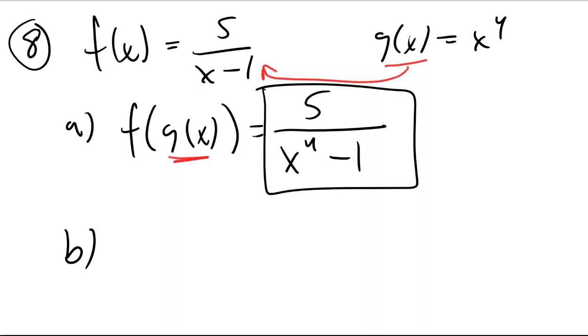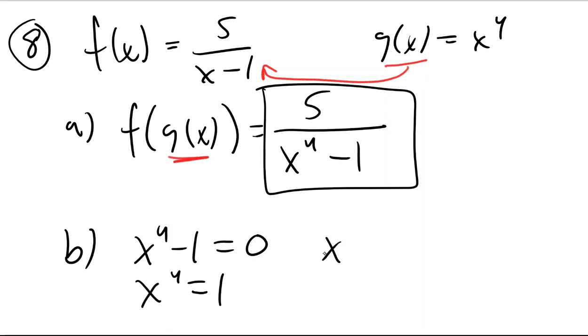Okay, part B, where is this discontinuous? So that would be where it does not exist, and where it would not exist is when the denominator equals 0. When you try to divide by 0, you either create a hole or a vertical asymptote. Either one doesn't exist. So we get this. We could add the 1 over. We could take the fourth root of both sides.